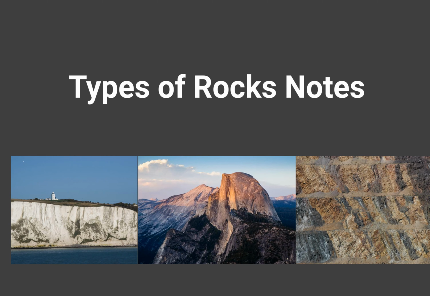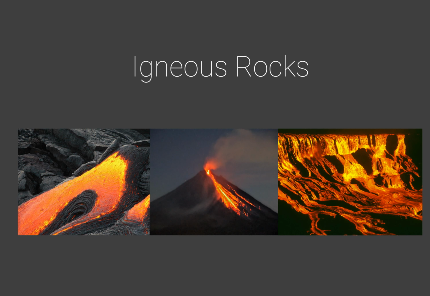Today we're going to be looking at notes on the three main types of rocks, which are igneous rocks, sedimentary rocks, and metamorphic rocks. We'll start by taking a look at igneous rocks, which, if you can tell from the pictures here, is the result of magma and lava.